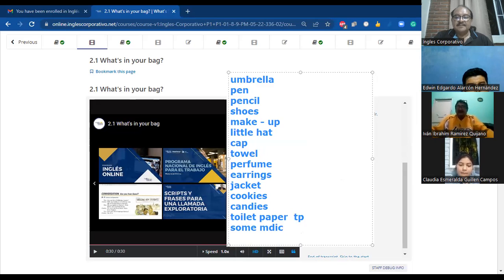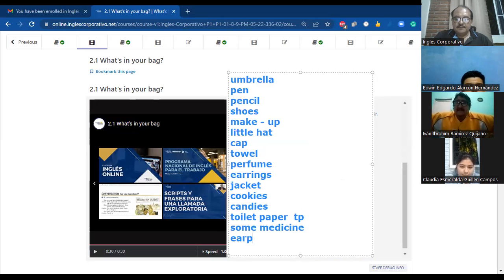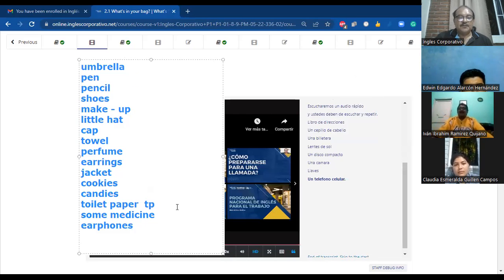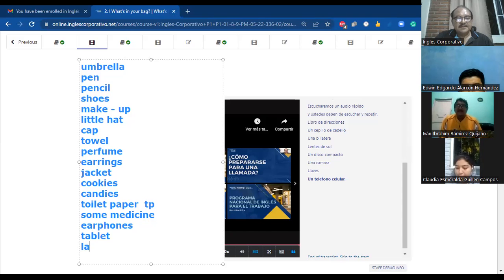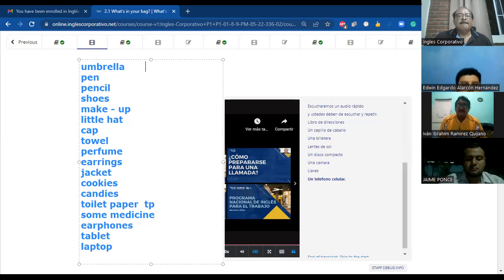Some medicine, correct. The earphones. Okay, the earphones to listen to music. Okay, what else? Laptop. A laptop or tablet. Sometimes laptop. But mostly, it can be a tablet. What else? Y para decir cargador teléfono sería phone charger. Yes. A charger.